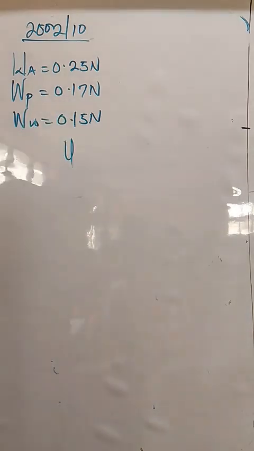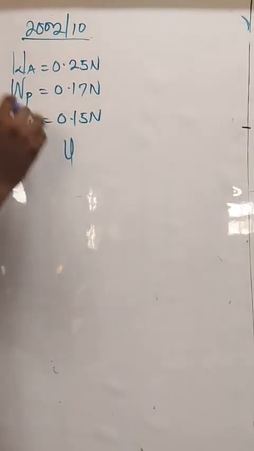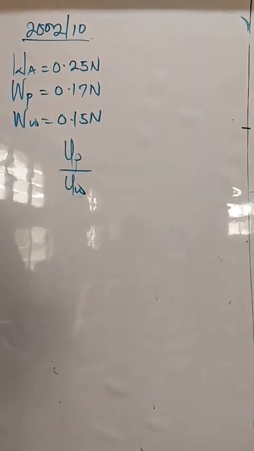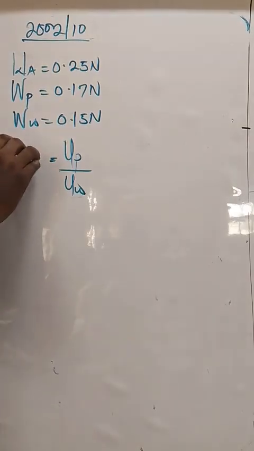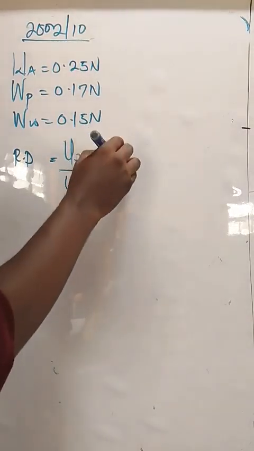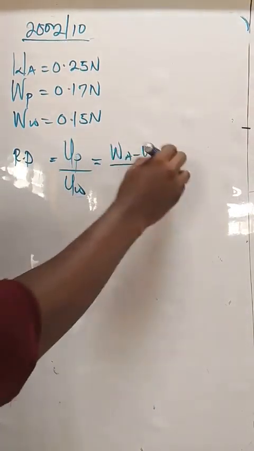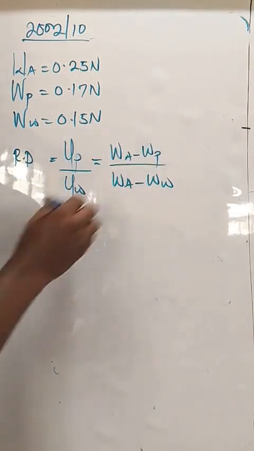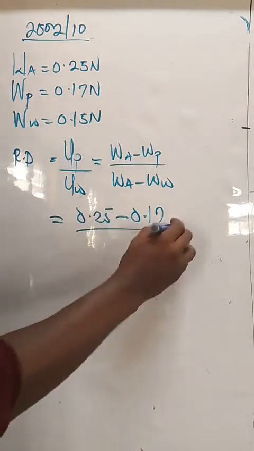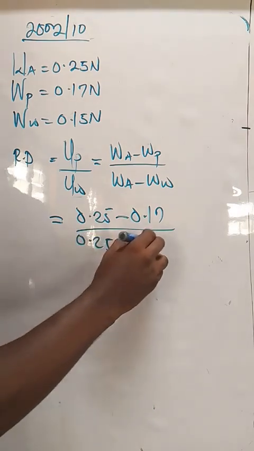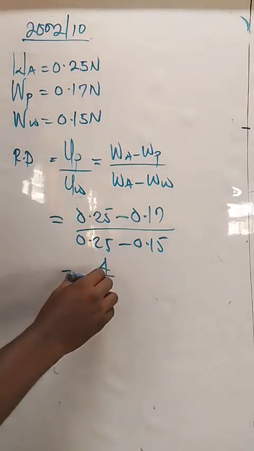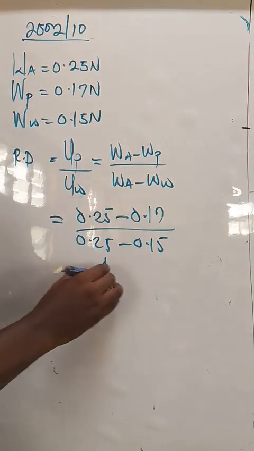The ratio of upthrust in the paraffin oil to what? Upthrust in water. And what's the upthrust? Weight in air minus weight in paraffin, over weight in air minus weight in water. So what's the weight in air? In paraffin, 0.17, 0.25, 0.15. From there we have what? 0.045. Option A.